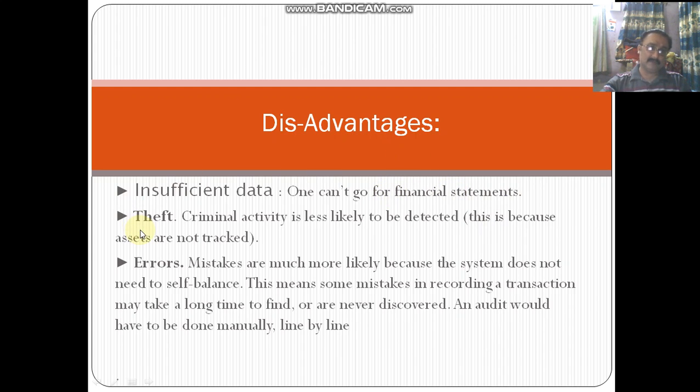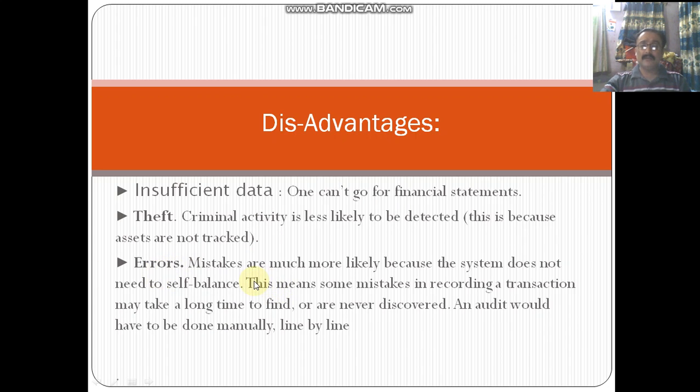And theft. This is another kind of disadvantage: when keeping records in the single entry accounting system, there are many chances of theft. There are many chances of criminal activities. That means criminal activities are less likely to be detected. This is because assets are not tracked. We do not have any double impact of each transaction, so we cannot tally our records. We cannot tally our assets. So this is the big disadvantage of the single entry accounting system.